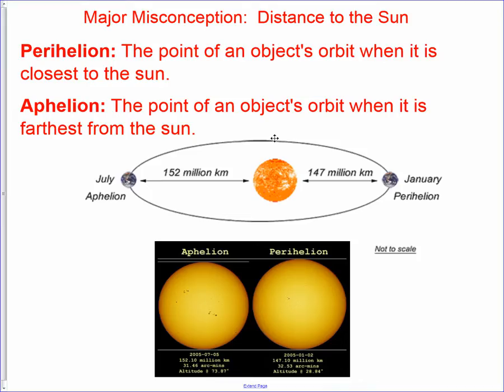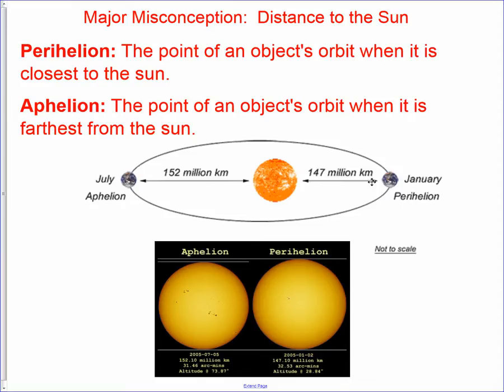One major misconception is about the distance of the Earth to the Sun as it changes throughout the year, and it does change ever so slightly. A misconception is that that's why we have seasons, and that when we're closer to the Sun, it's summertime because we're closer to that heat source, and when we're farther from the Sun, it's winter because we're farther away from the heat source. But that's not actually the case.